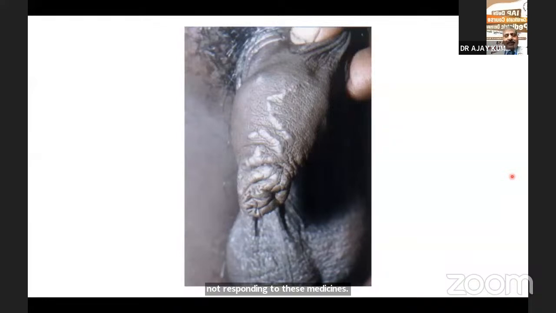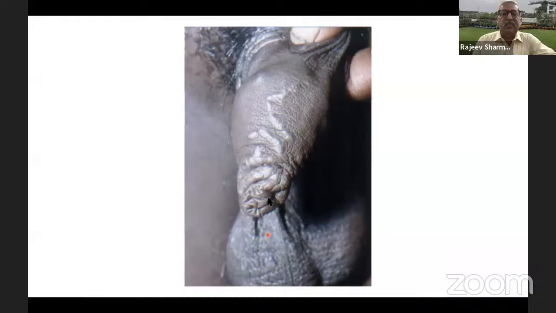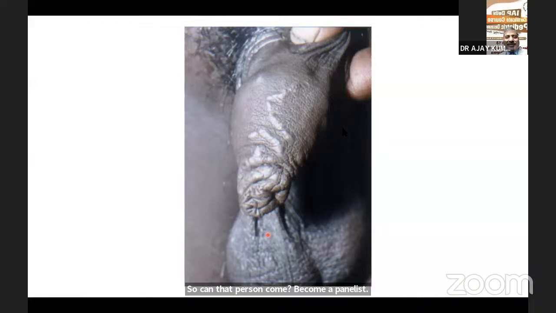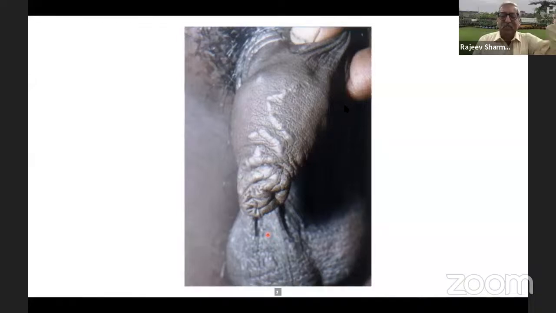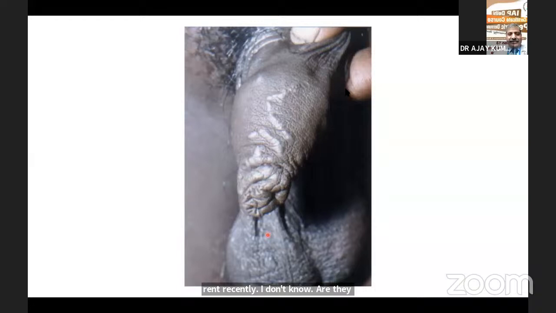Dr. Methley, you can talk if you want to ask something. Yeah, there is someone asking about scabies. So, can that person become a panelist? Actually, we tried to raise them to the panelist level, but still. Two people have raised their hand recently. I don't know who they are.